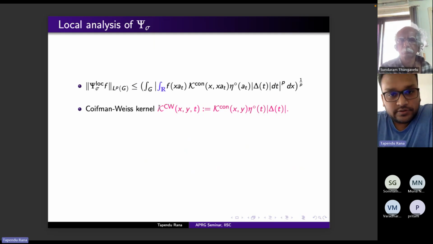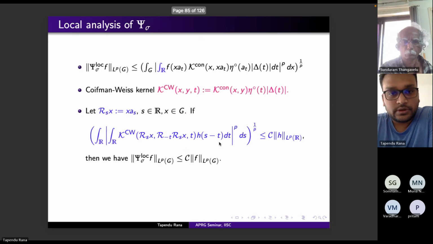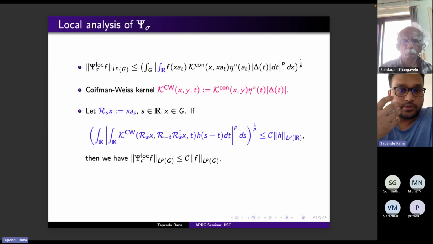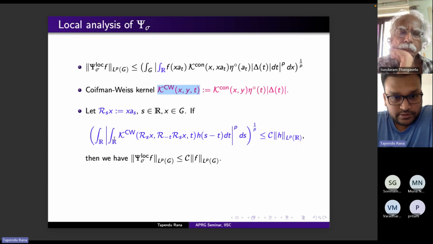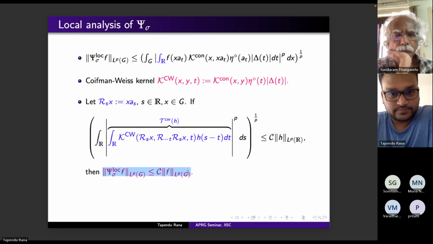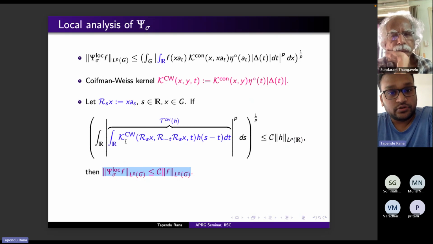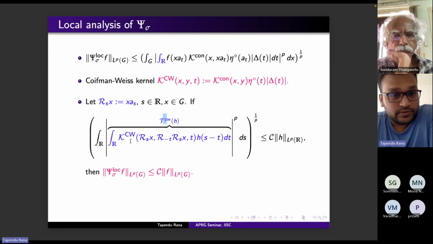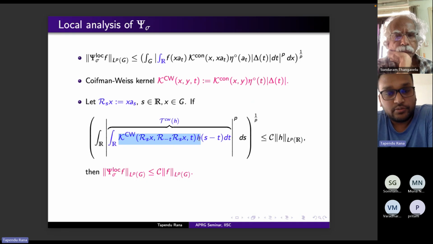To be explicit, we define this Coifman-Weiss kernel in the following way: the Coifman-Weiss kernel K_{x,y} at t, we define like this. Then, using the Coifman-Weiss principle, we can prove that if this Coifman-Weiss kernel satisfies this inequality for all h belonging to L^p(R), then we have that this ψ_σ^loc is L^p bounded on G. So what this lemma we prove using the Coifman-Weiss transference principle is doing is that the analysis of the boundedness property of ψ_σ^loc is reduced to the study of this integral operator, this T_CW, in the Euclidean setting. Since we are now in the Euclidean setting, we can use the Euclidean theory of Schur operators to prove this boundedness inequality.